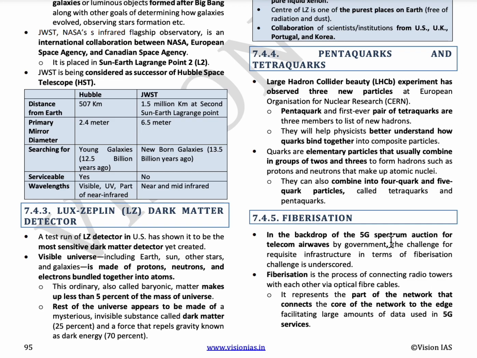The next topic is pentaquarks and tetraquarks. So, quarks are the smallest elementary particles. The combination of the group of twos or threes form hadrons like protons and neutrons that make up atomic nuclei. The combination of 4 quarks and 5 quarks are called tetraquark and pentaquarks respectively. So recently, the Large Hadron Collider beauty experiment has observed the new particles at the European Organization for Nuclear Research.